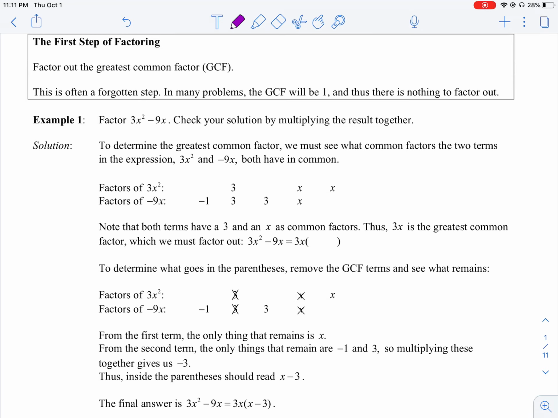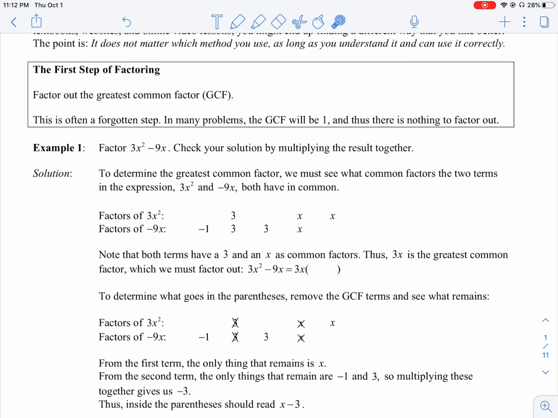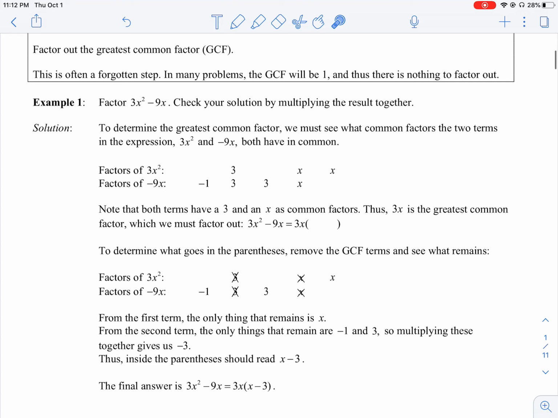But first, I would like to remind you that the first step in factoring is to factor out the greatest common factor, or we call that the GCF. This is often a forgotten step in many problems. Sometimes the GCF will be 1, and thus there is nothing to factor out. So let's try to factor something that is not so complicated.